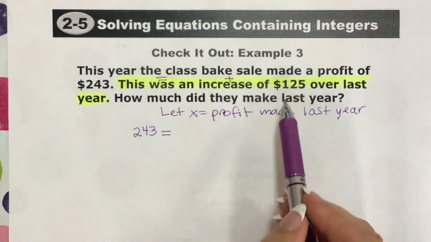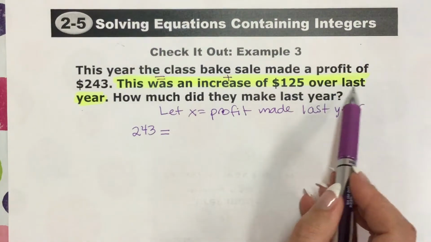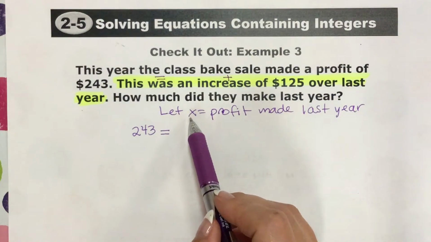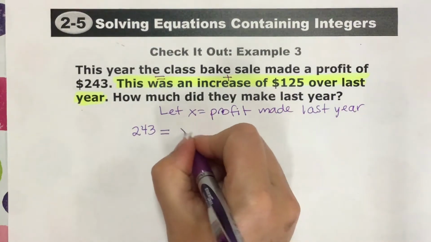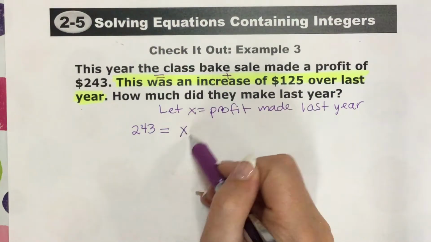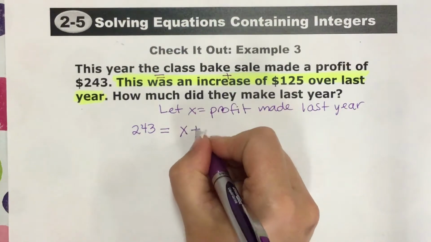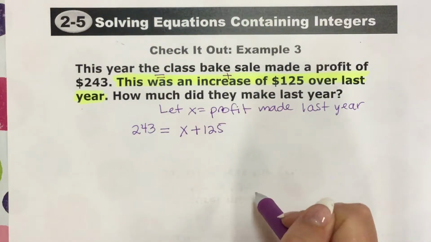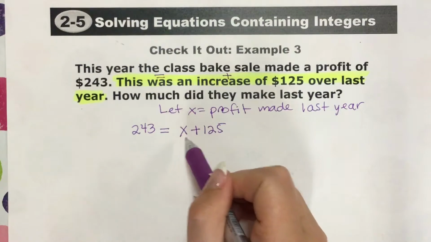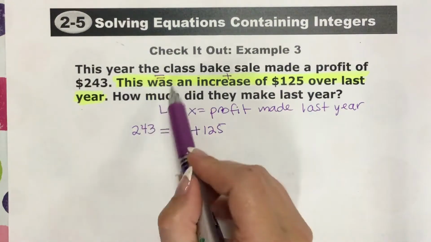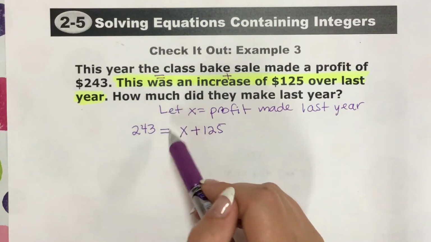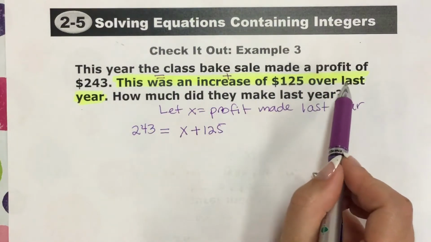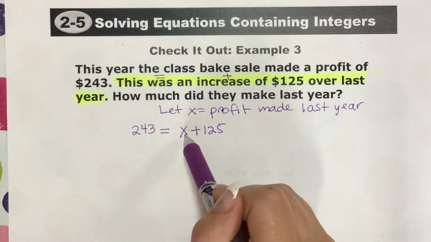So it was an increase of $125 over last year. Well, what variable do we have for last year? Last year we are using x. X is the profit made last year. So we're going to write down x, and it was an increase to x. That means x got bigger by $125. So this is the equation you should have down: 243 equals x plus 125. This is 243, was is equals, and increase means we're talking about addition, and we're adding 125 to the last year, and the last year is represented by x.